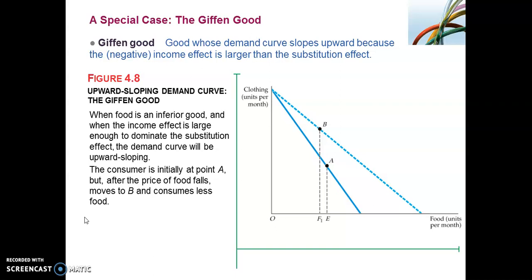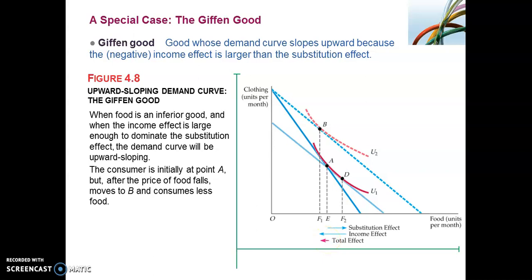So now let's turn our attention to figure 4.8. Now, when a good is inferior and the income effect is large enough to dominate the substitution effect, you would see that the demand curve would be upward sloping, and that is essentially what your Giffen good is. So let's just have a look at those effects. We can see that the income effect over here is larger than the substitution effect. So the net total effect is in fact negative.